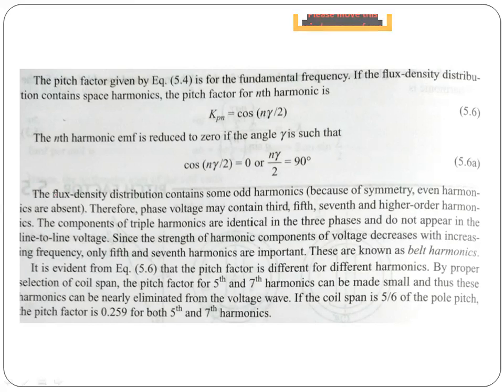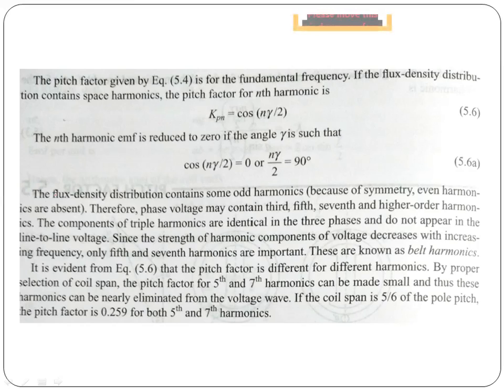If the flux density distribution contains space harmonics, the pitch factor of the nth harmonic is Kpn equals cos n gamma by 2. The nth harmonic EMF is reduced to 0 if the angle gamma is such that cos n gamma by 2 equals 0, that is, n gamma by 2 equals 90 degrees.